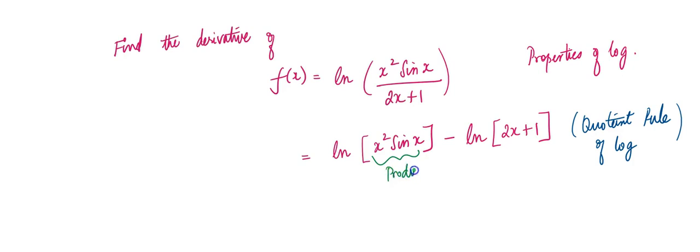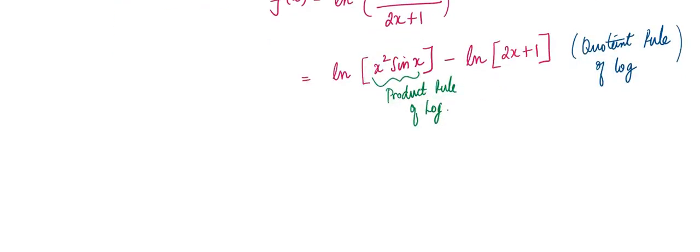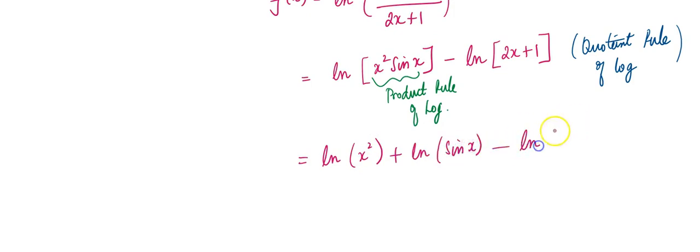Then within that, we now have the product rule of logarithms, because there's a product happening. The product rule of logarithms says you can add them as individual logarithms. So that's going to be natural log of x squared plus natural log of sine x minus the second expression, which was 2x plus 1. You can't separate that. Don't try to distribute the logarithm and all that. That will be problematic.